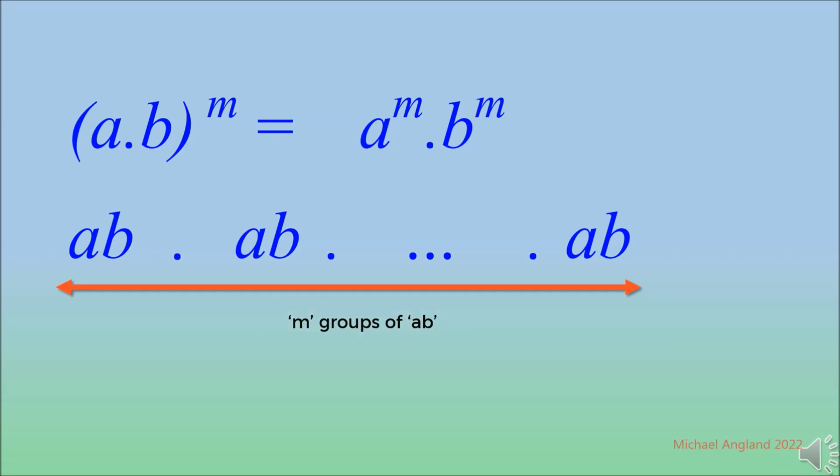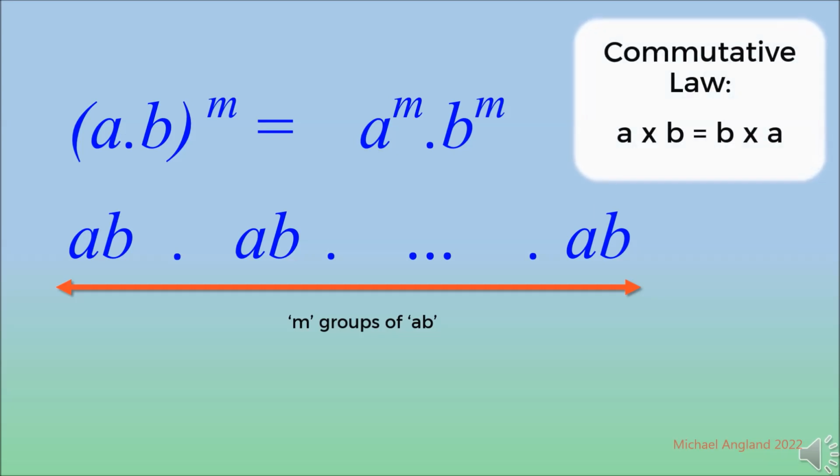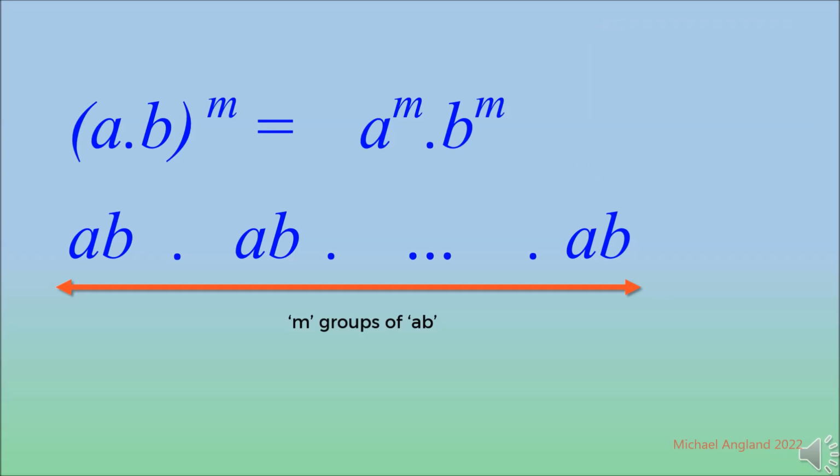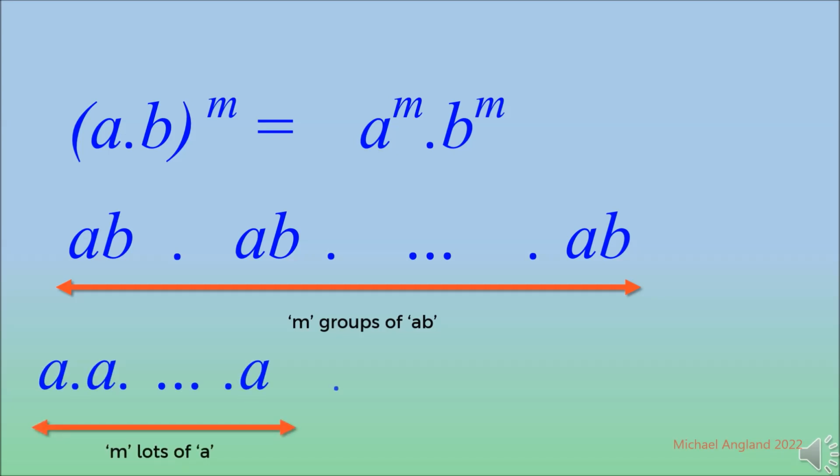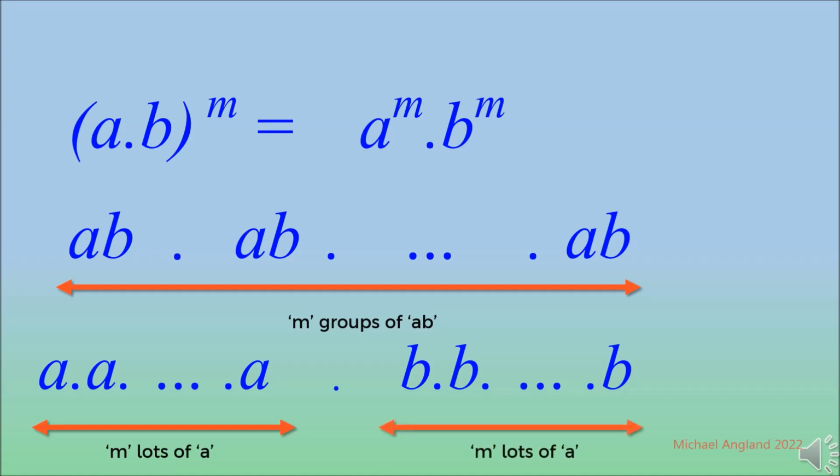Now, because multiplication is commutative, that means we can swap the order. 4 times 5 is equal to 5 times 4. So a times b is equal to b times a. Now we can group all of the a's together. So we have m lots of a multiplying each other, multiplying m lots of b multiplying each other.